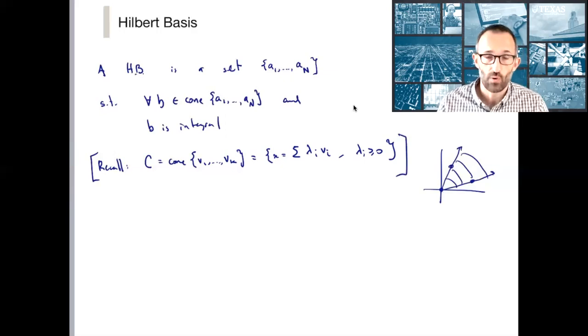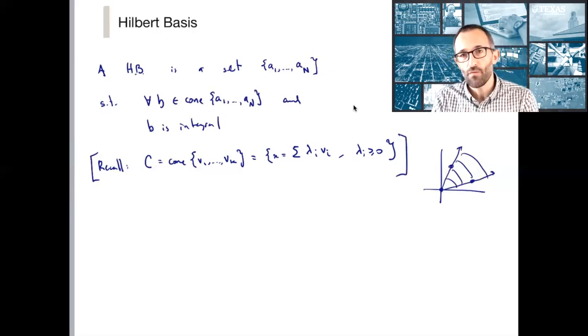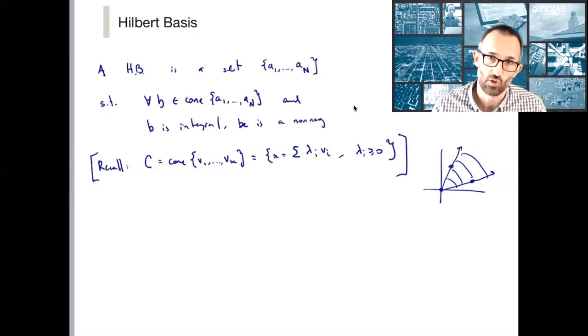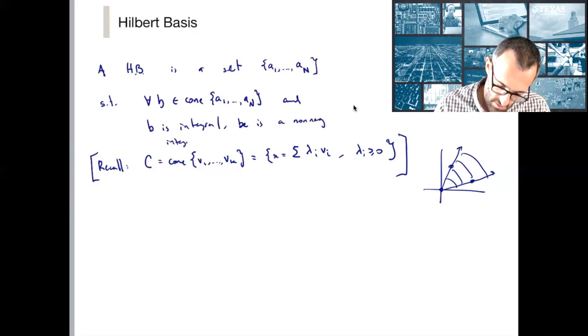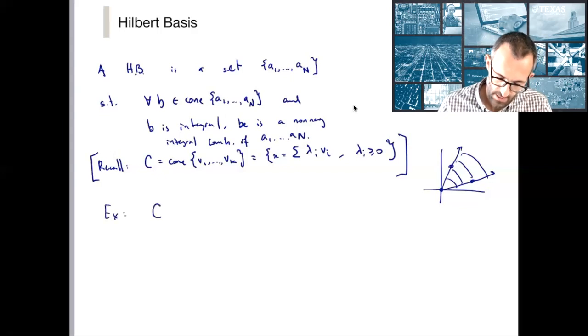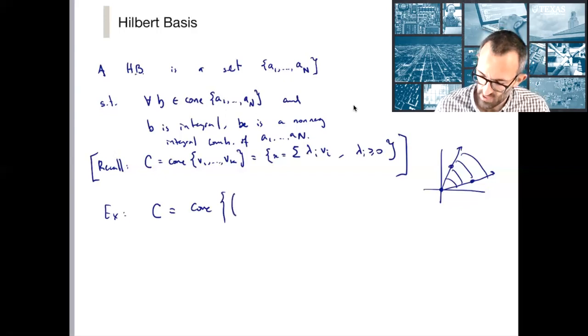So recall this definition. A set is called a Hilbert basis if for any integral vector in the cone, I didn't finish this definition, and B is integral, B is a non-negative integral combination of A1 to AN. And so again, here's an example. C is equal to the cone of the vectors 2, 1 and 1, 2.